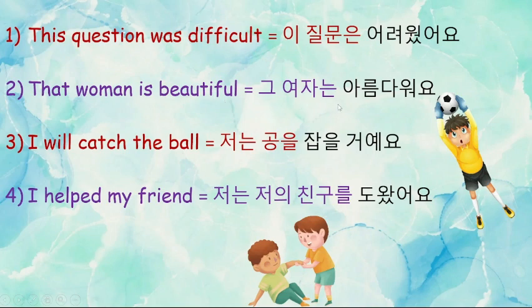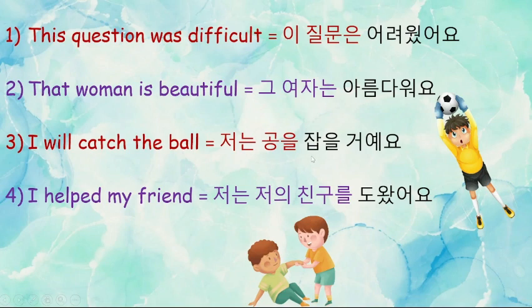Alright. Next is that woman is beautiful. 그 여자는 아름다워요. That means 그, woman 여자, and to be beautiful is 아름답다. ㅂ irregular अप्लाई हुआ, ㅂ रिमूव हुआ, 우 आया, क्या बन गया? 워요. So 아름다워요.